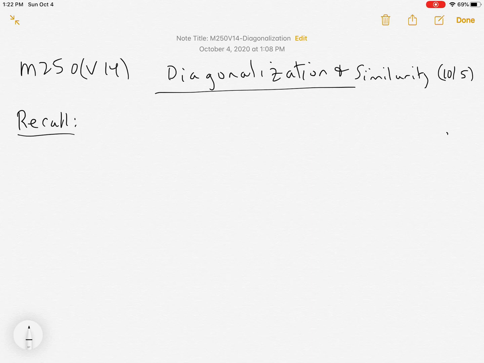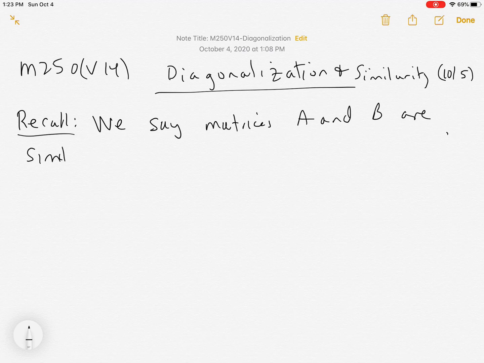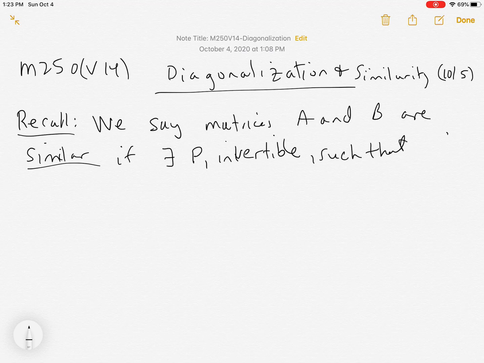All right, let's start by recalling the definition of similarity. We say matrices A and B are similar if there exists a matrix P that's invertible such that A equals P B P inverse.